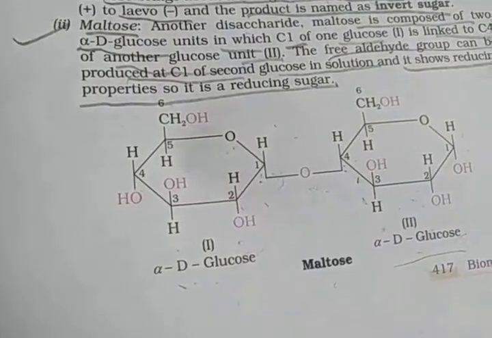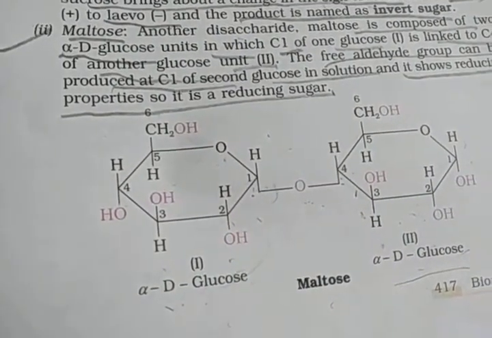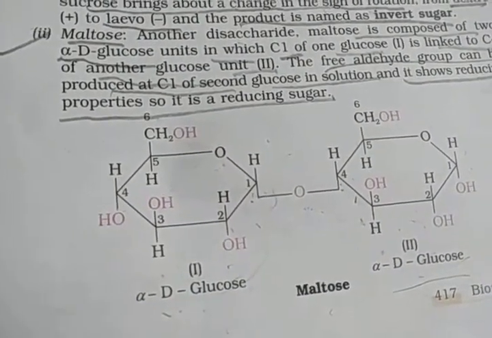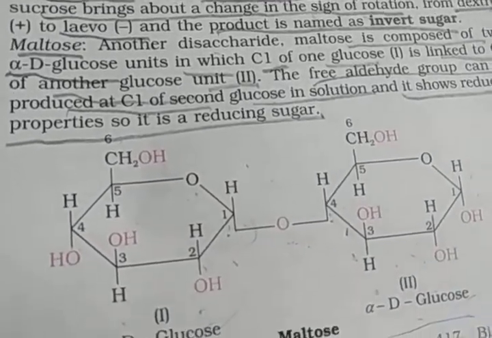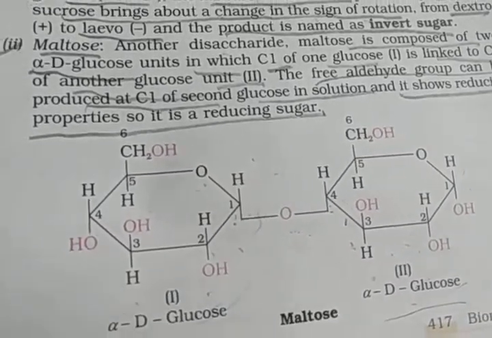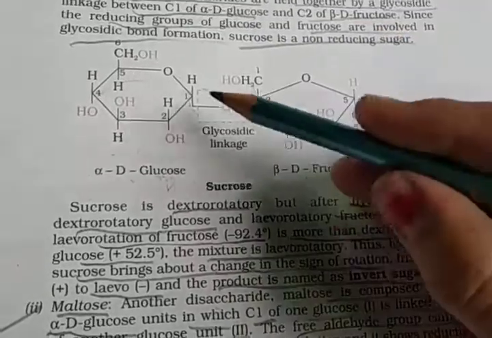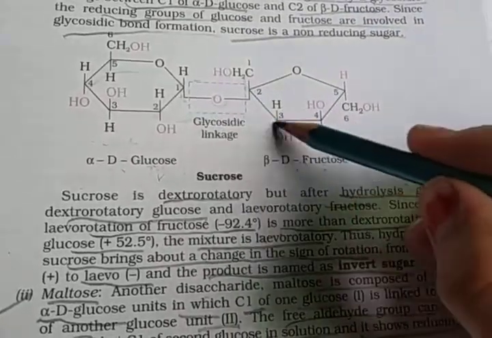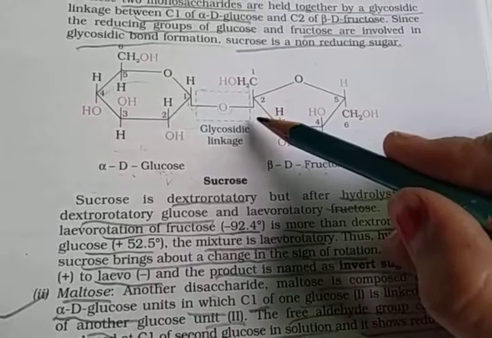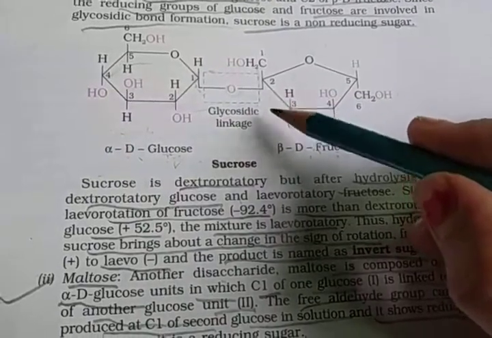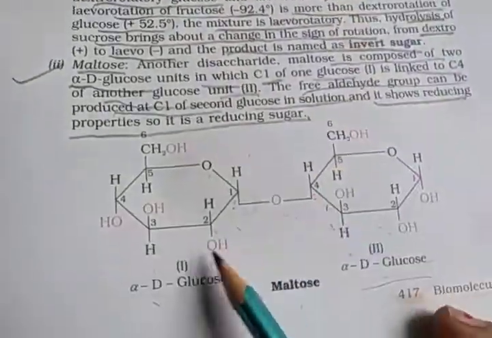What is the concept between reducing and non-reducing sugar? Reducing means the aldehyde group, the functional group, is free. So it is a reducing sugar. In sucrose, no aldehyde group is free, so it is non-reducing, and maltose is a reducing sugar.